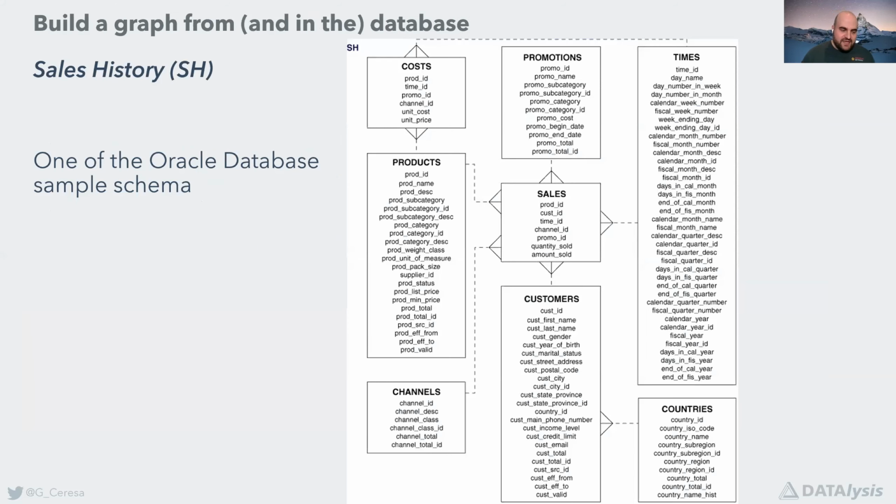Now let's look at an example. I still have 20 minutes to go from nothing up to a graph. And my graph will be based on sales history. Everybody knows SH. It's one of the universally known demo schemas that you have with Oracle. It's one of the simple schemas. It's just a small shop. You have customers, you have orders, you have products, and things like that.